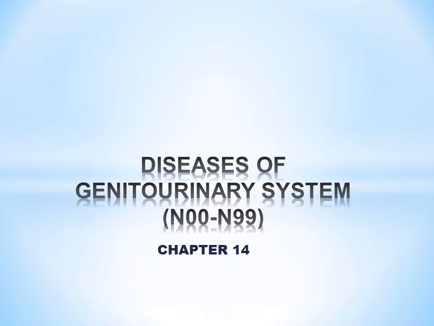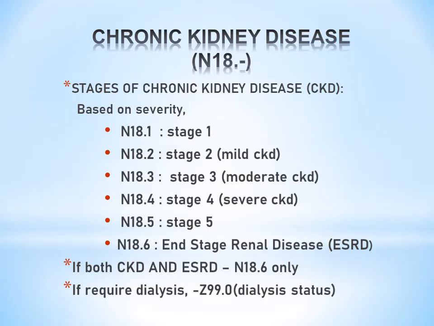Today we are discussing chapter 14 of ICD-10, that is diseases of the genitourinary system. The code range for this chapter is N00 to N99. This is a very simple chapter wherein we have only 4 to 5 guidelines, and all the guidelines revolve around one single condition, that is chronic kidney disease or CKD. The code for chronic kidney disease or CKD is the N18 series.